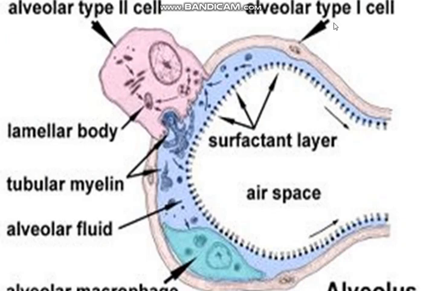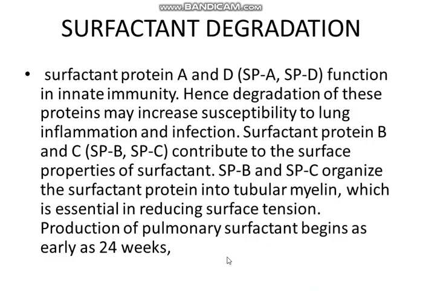Alveolar type 2 cell, alveolar type 1 cell. Alveolar type 2 cells have lamellar bodies, tubular myelin, alveolar fluid, and the surfactant layer. Surfactant protein A and B function in innate immunity, hence degradation of these proteins may increase susceptibility to lung inflammation and infection. Surfactant protein B and C contribute to the surface properties of surfactant. SPB and SPC organize the surfactant into tubular myelin, which is essential in reducing surface tension.